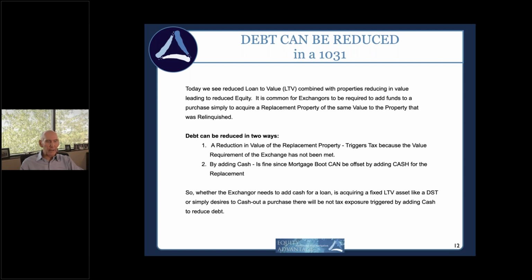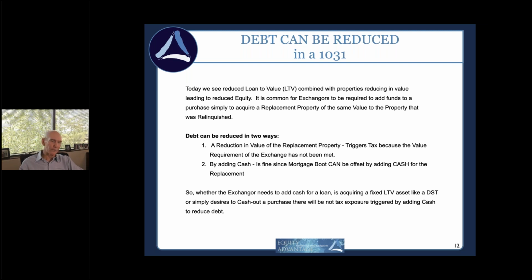And if we look at the transactions that we're doing, we've got a number of them where people are adding money to the purchase. Maybe they don't even want debt on the replacement property. So, once again, the napkin test says we go across or up in value and equity, and that debt can be reduced in two ways. One, by going down in value, which triggers tax because you went down in value. The second way debt's going to go away is by adding cash, and that's always going to be fine. So we like to say you can offset mortgage boot with additional cash. You cannot offset cash boot with mortgage.